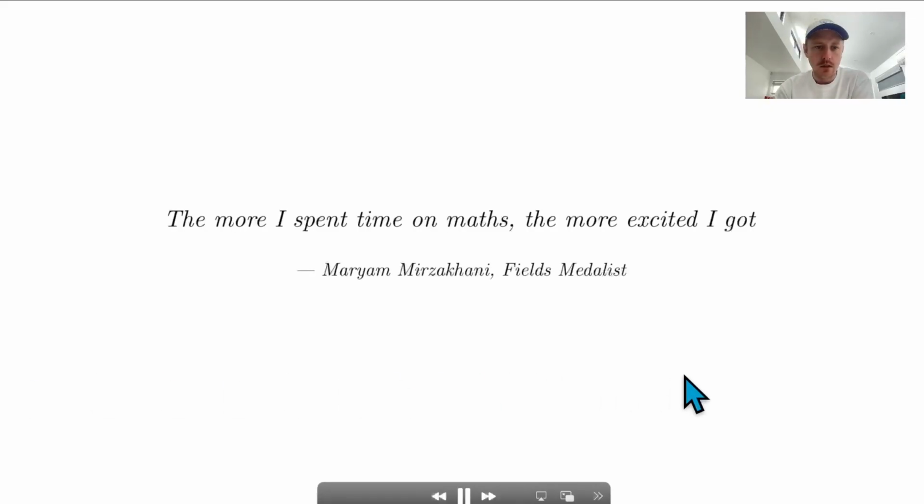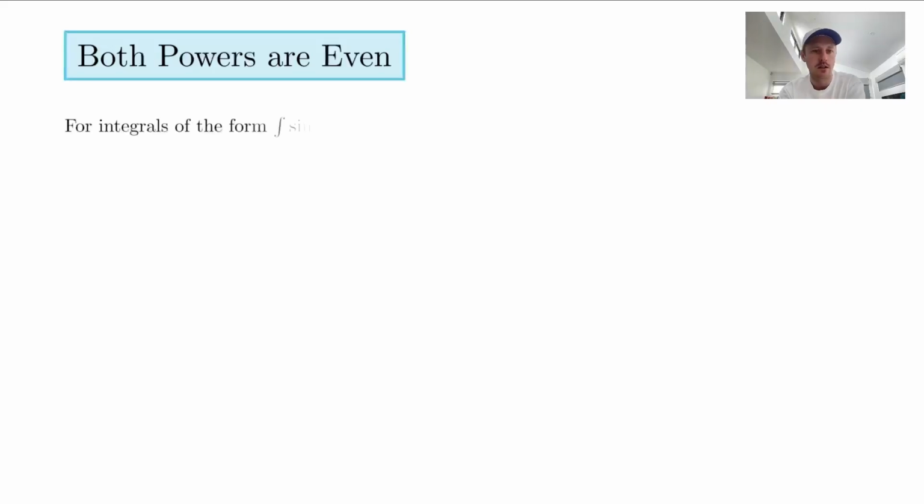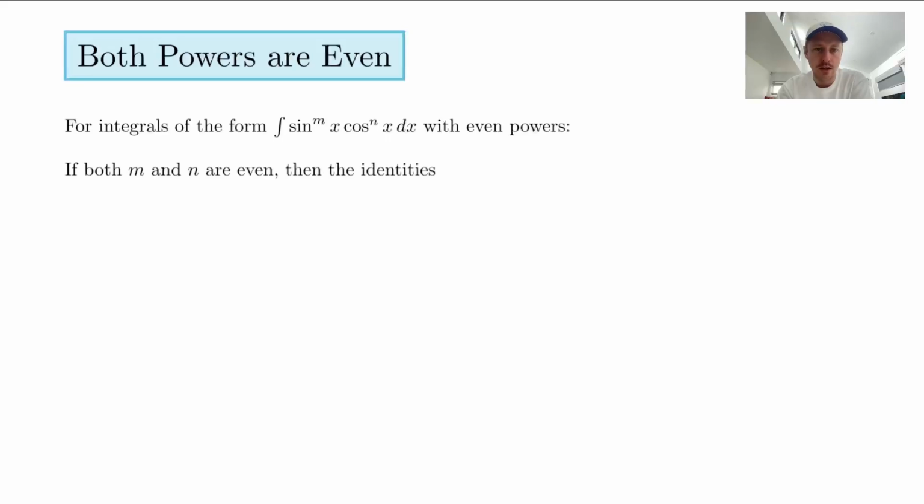All right, so we're going to look at a situation where you've got an integral and both the powers are even. So you have something like this, sin^m x cos^n x dx with even powers. If both m and n are even, we're going to use these identities. So let's have a look at the identities that we'll need.